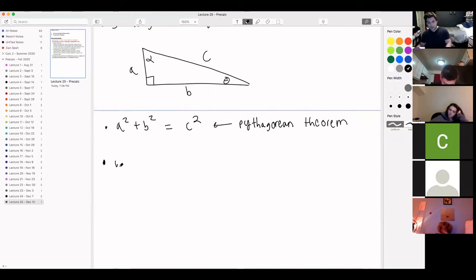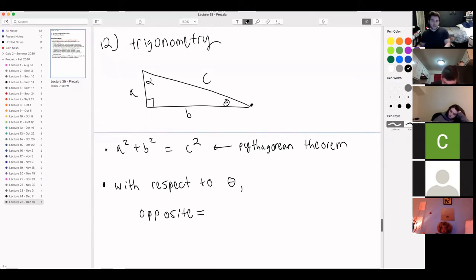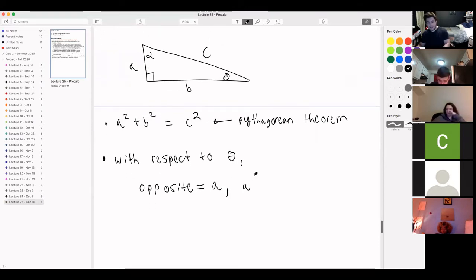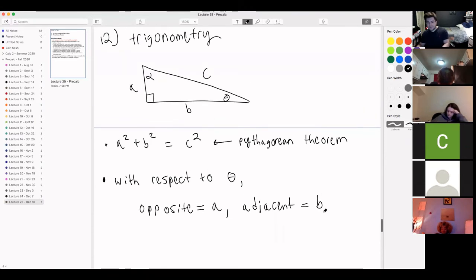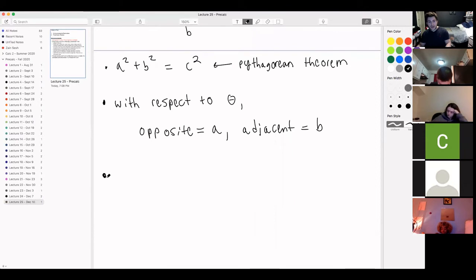So firstly, with respect to theta, the opposite is what? You go over to theta, and then you need to look at what side is opposite from theta, and that's going to be A. That's right here. So opposite is A, and what's adjacent? Adjacent's B. Good.